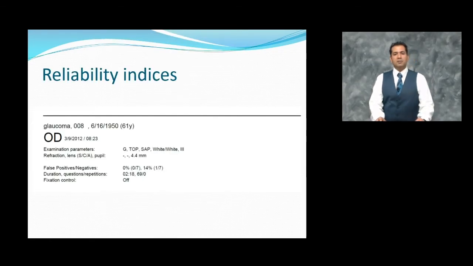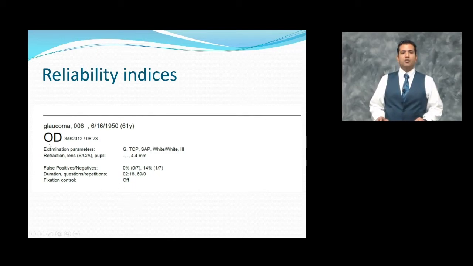First, let's look at the reliability indices. The most important point is to make sure that the name of the patient is correct so that it gets recorded in the right database. The date of birth is very important because each patient's data set is compared to their age-matched normal. So if the date of birth is wrong, then the data is compared to an incorrect age group. The other parameter to pay attention to is the strategy of the test that is performed. Here, this is a G protocol, TOP strategy, meaning tendency-oriented perimetry. It is white-on-white perimetry, standard automated perimetry.